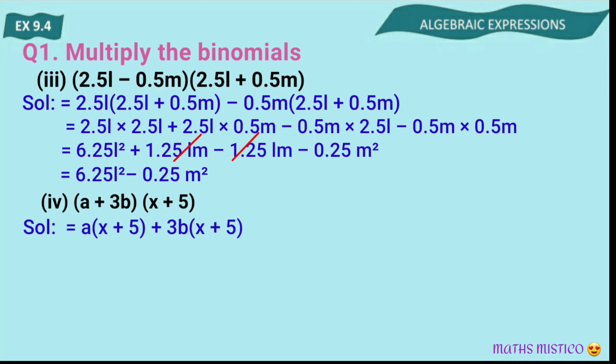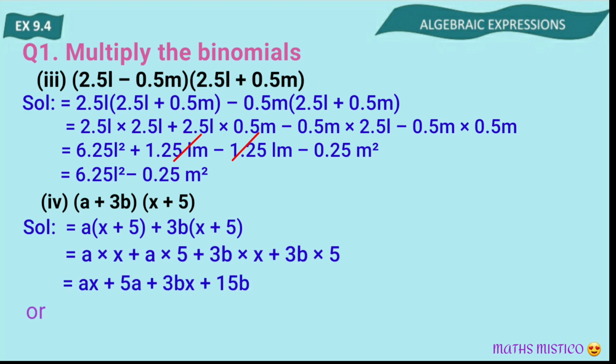Now here I want to discuss that you may even do the next step orally without writing this particular step. You can also skip this step after some practice. And we have ax plus 5a plus 3bx plus 15b. No like term, so this is the answer.